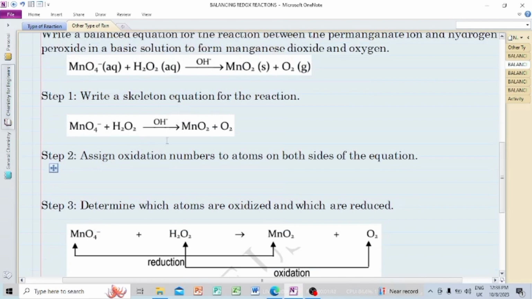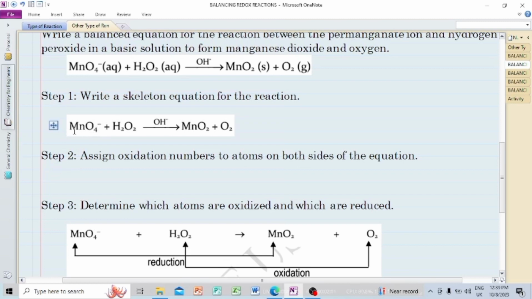Next thing is to assign oxidation numbers to atoms on both sides of the equation. We have discussed already how to determine the oxidation number. I hope all of you know how, because again, you cannot balance redox reactions if you do not know how to determine the oxidation numbers.